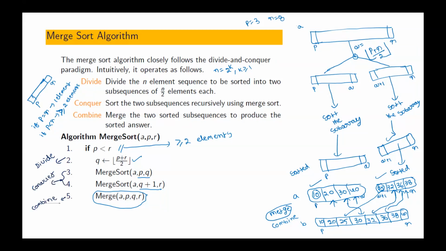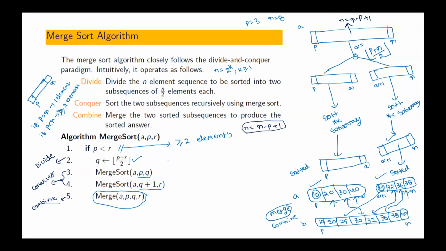Now you tell me, what is the amount of work we are spending in the divide step? Assume that there are n elements. What is n? How many elements does this array contain? R minus p plus 1. That I call n, the number of elements. Let n be R minus p plus 1.